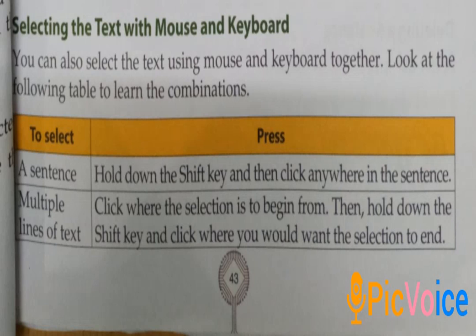Selecting the text with mouse and keyboard. You can also select the text using mouse and keyboard together. Look at the following table to learn the combinations. To select a sentence, hold down the Shift key and then click anywhere in the sentence. Multiple lines of text: click where the selection is to begin from, then hold down the Shift key and click where you would want the selection to end.